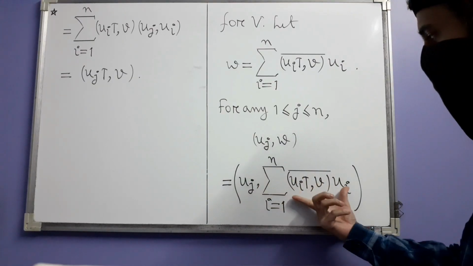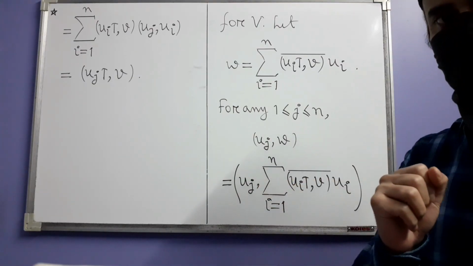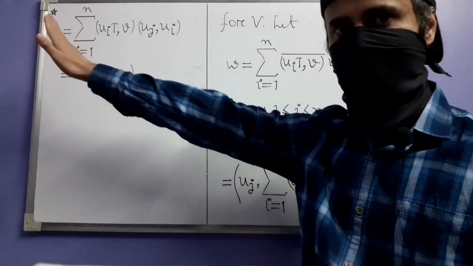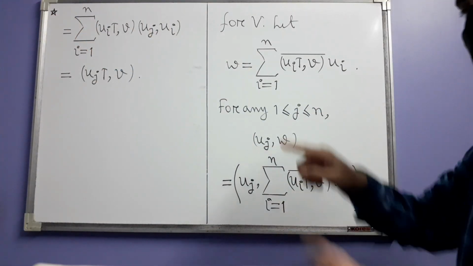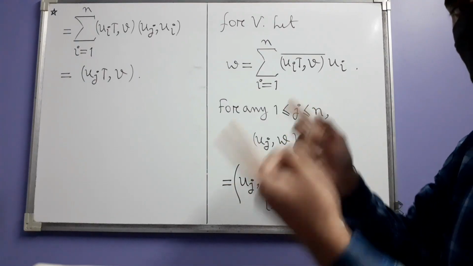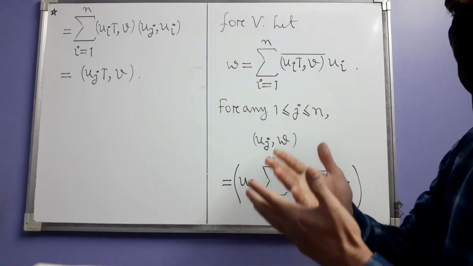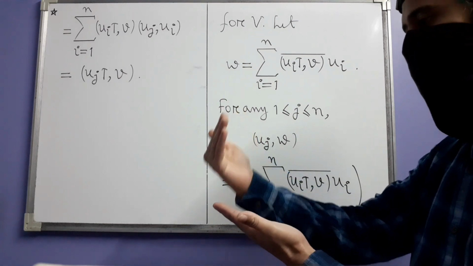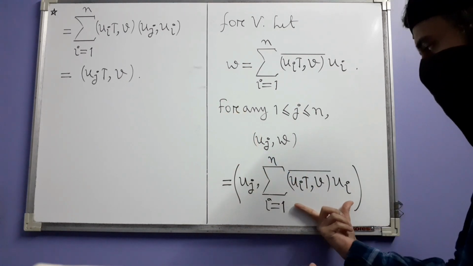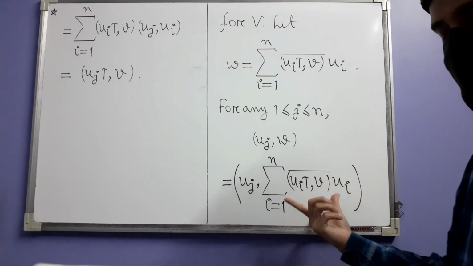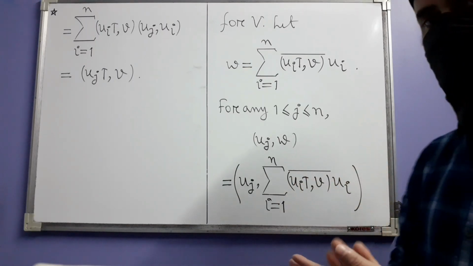Uj first comes with all the terms of this sum. So you should first write the sum outside, and then you should write inner products as the terms of that sum, where the ith term would be this inner product, the inner product of uj and this term, except the sum, only this vector, this scalar times this ui.